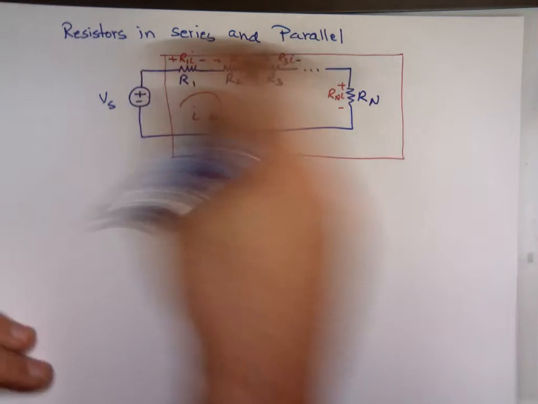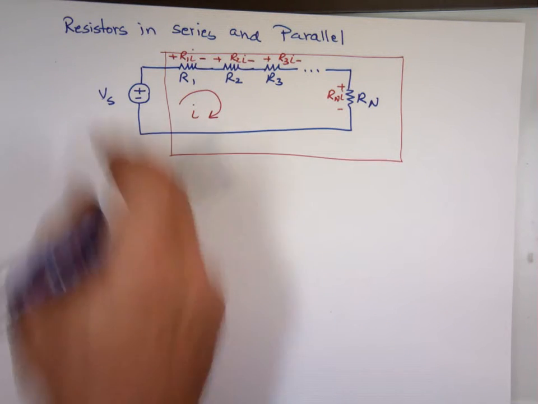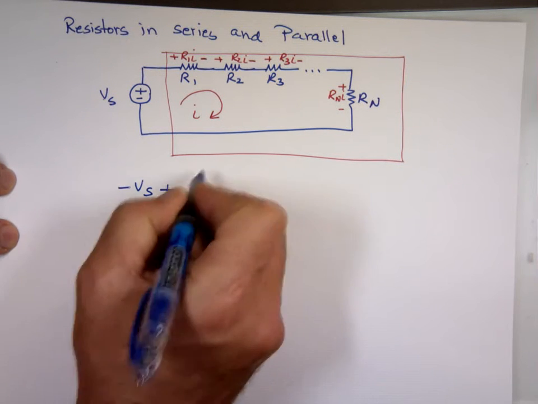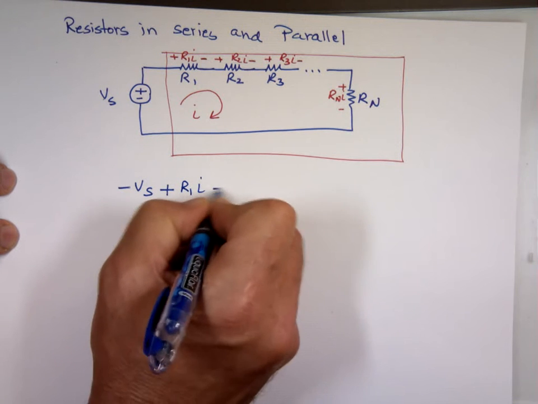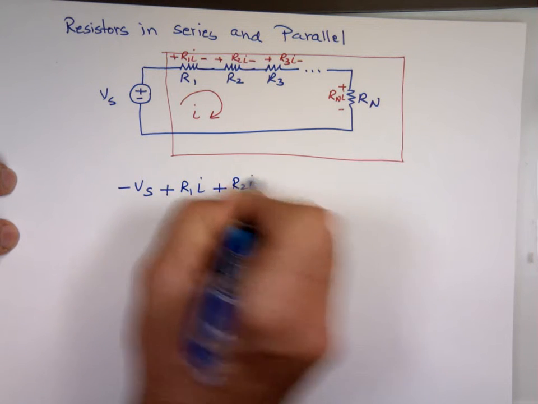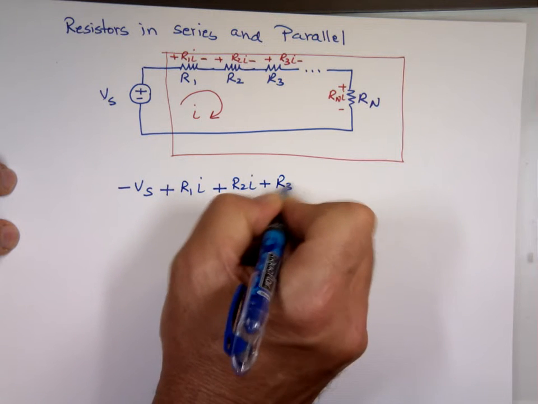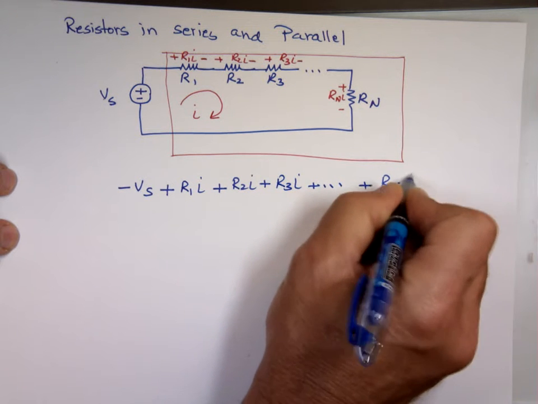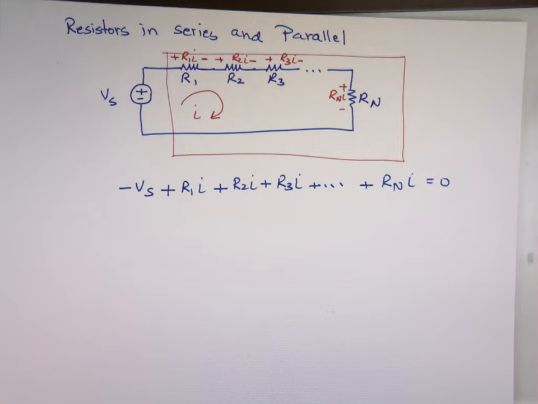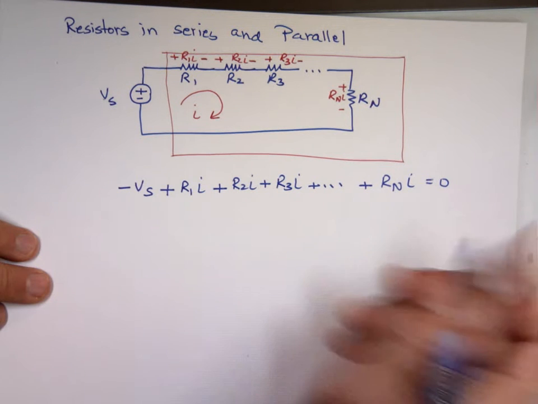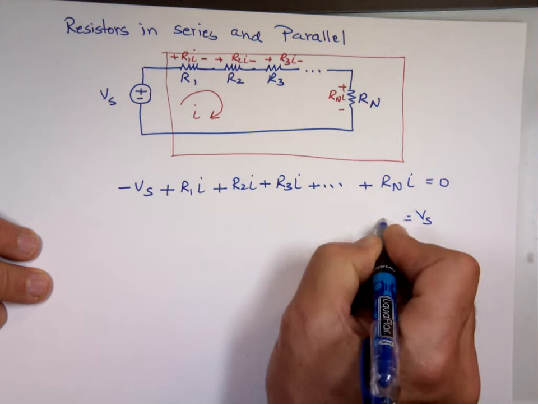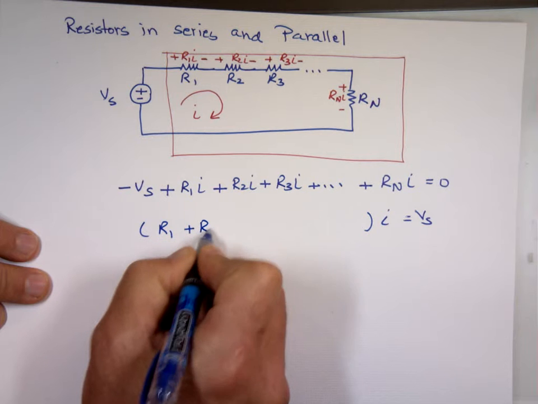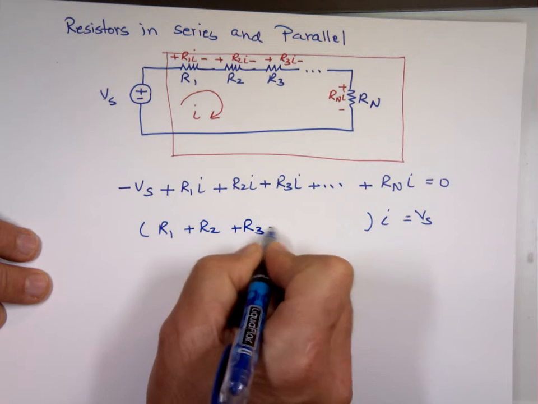So if I do KVL, which is the sum of the voltages in a closed loop is 0, I'll have negative Vs plus R1 I plus R2 I plus R sub 3 I, and if you have more, dot, dot, dot, plus R sub n I equals 0. Take Vs to the right side, becomes a positive. Factor an I out. What's left here? R1 plus R sub 2 plus R sub 3.